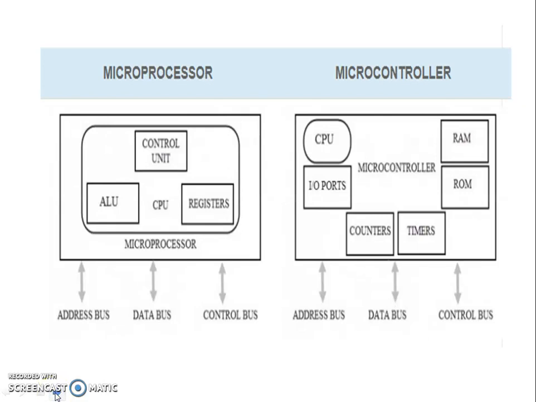Then the difference between microprocessor and controller, block diagram wise. The block diagram of a microprocessor contains control unit, ALU, and registers inbuilt, and external address bus, data bus, and control bus. But in a microcontroller, the CPU, I/O ports, counters, timers, RAM, and ROM are inbuilt, and then the address bus, data bus, and control bus.